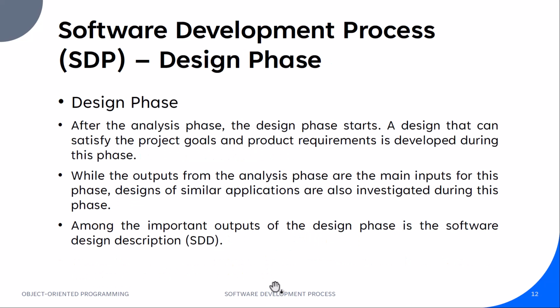Now, in the design phase, we are going to design based on the requirements. A design that can satisfy the project goals and product requirements is developed during this phase. And the outputs from the analysis phase are the main inputs for this phase. Designs of similar applications are also investigated again during this phase. Among the most important outputs of the design phase is the software design description. Sometimes this document is also called the software design document.